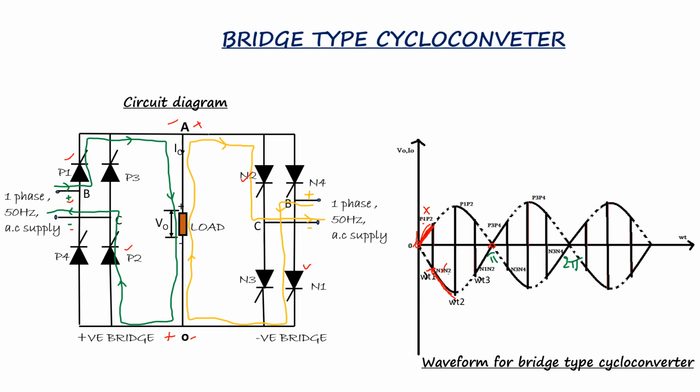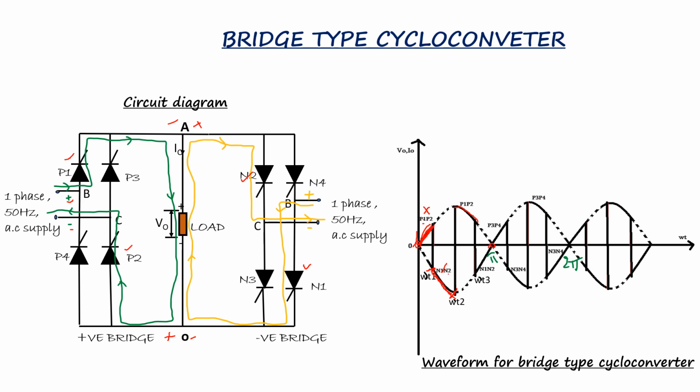At instant omega t2, N1 and N2 are turned off by forced commutation and P1 and P2 are turned on. If you look at the waveform, P1 and P2 are turned on, so the load voltage is now positive and it follows the positive envelope of the source voltage.